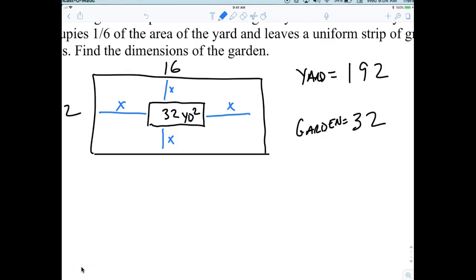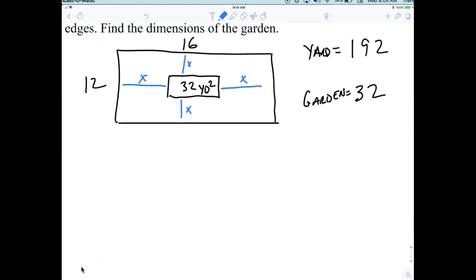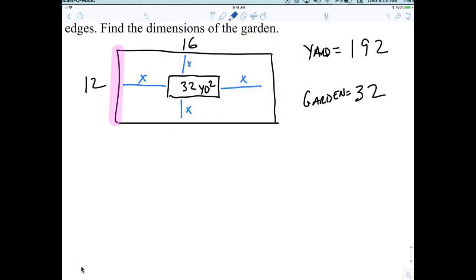So now, here is the hard part, guys. Please watch for a second. From here to here is how much? 12. Now, please try to pay attention here. How much is it from here to here? 6. Okay, so listen, hold up, and I want to explain what I want you to do.